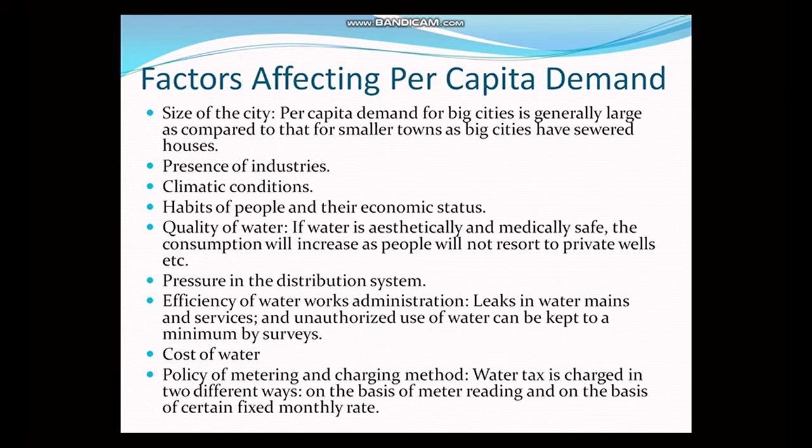The first one is size of the city. Per capita demand for big cities is generally large as compared to that for smaller towns, as big cities have sewered houses and the presence of industries. If industry is high at a certain place, then definitely water demand is high, as to run a certain industry, the requirement of water is high. Then come the climatic conditions. If it is a hot climate, the requirement of water is high.